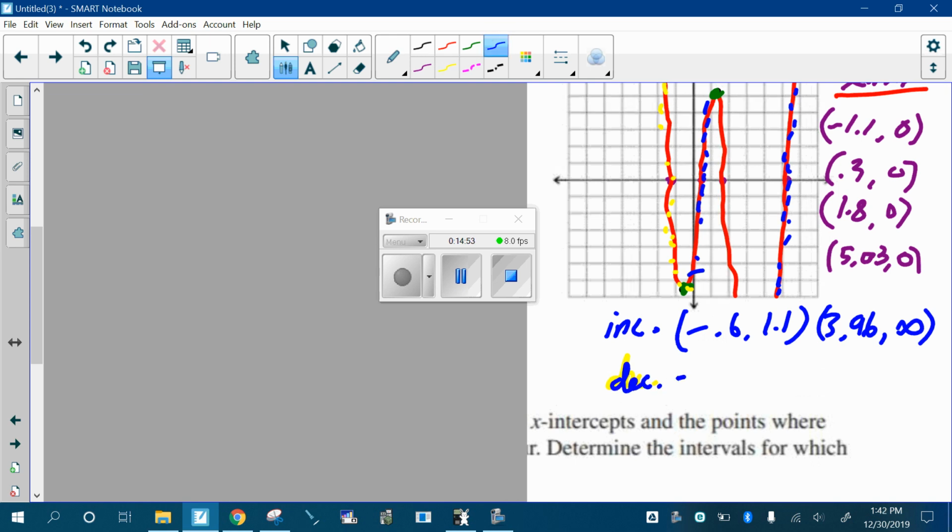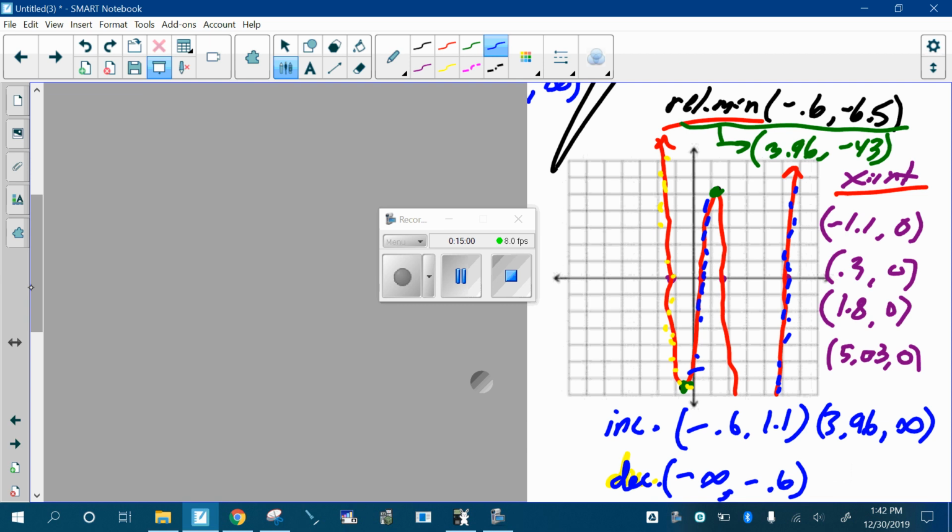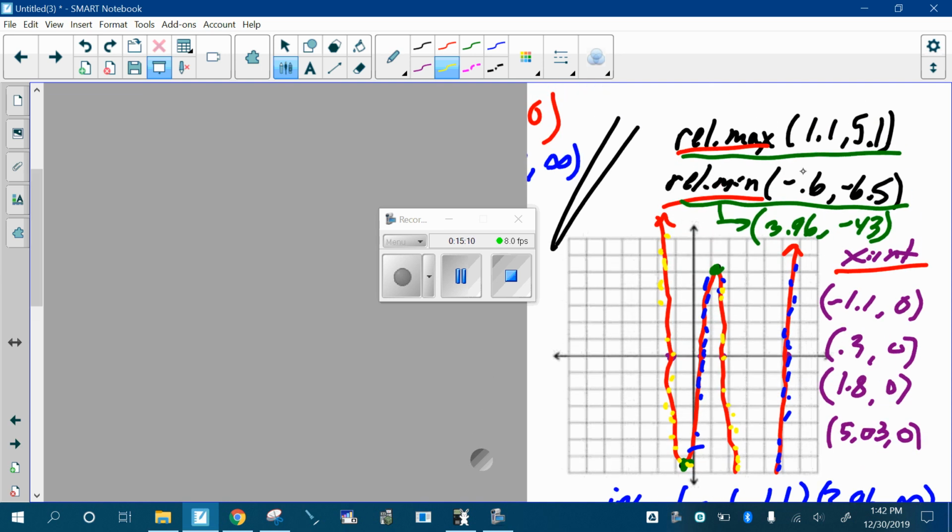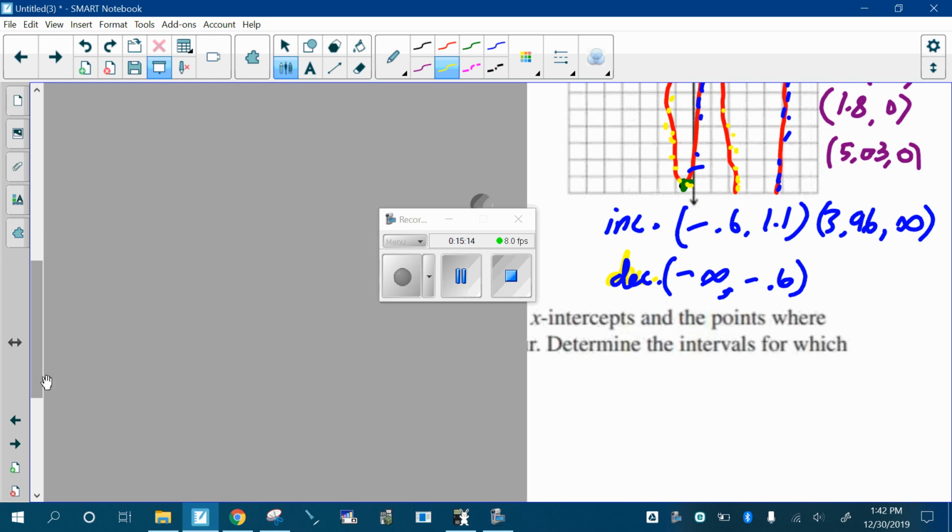Negative infinity to -0.6, and then it's also decreasing down here. So from 1.1 to 3.96, it's also decreasing. So 1.1 to 3.96. Again, these are all x values. That's the other chunk of the graph where it's going down.